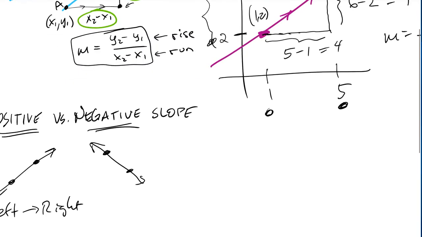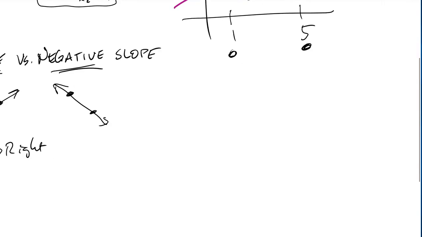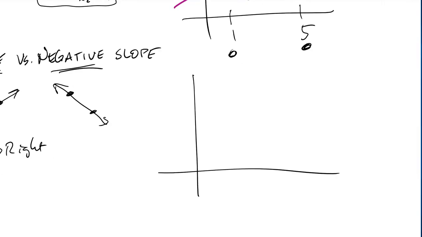Now let's see an example of where the slope might be negative. So I'm going to draw another line. Let's make it purple again.